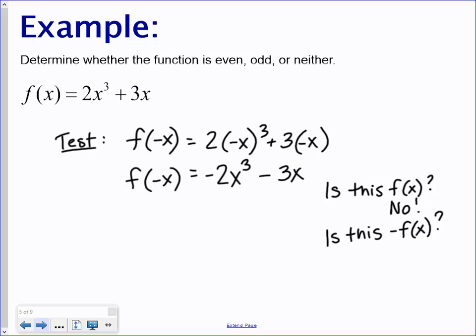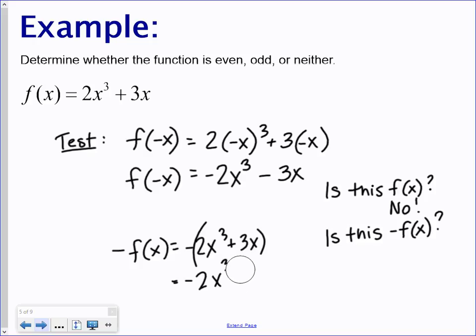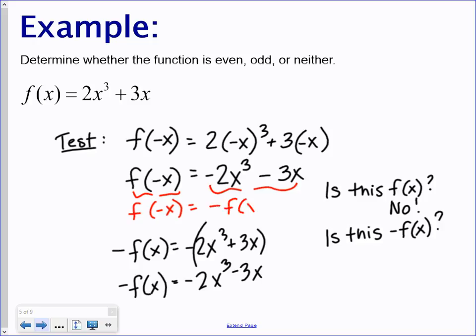Yeah. Negative f of x, if I want to do an example real quick, and you may or may not have to do this, would be putting a negative in front of that function, and then you would distribute your negative, and you would come up with negative 2x cubed minus 3x. So I would argue that at this moment, we have f of negative x equals, and we're saying this is negative f of x, so it is what type of function? Odd.